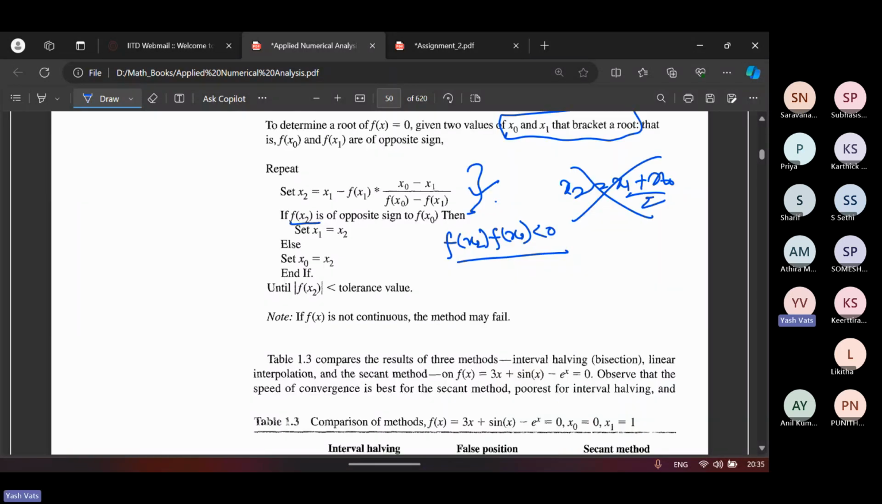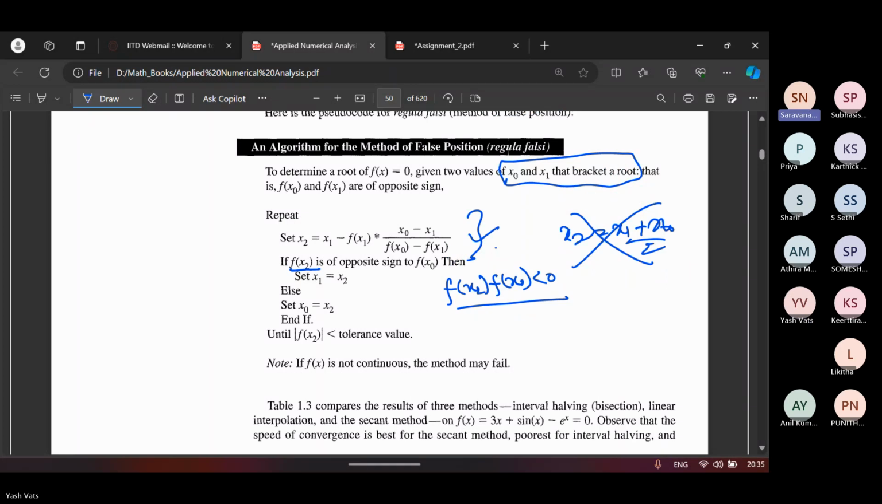To avoid this, to make sure that the root lies between our starting values, they just use the bisection method with the secant method, nothing else. So one property from the bisection method is that it brackets a root, and f of x0 and f of x1 are of opposite sign. One is plus and the other is minus. Only that property we are taking from the bisection method.